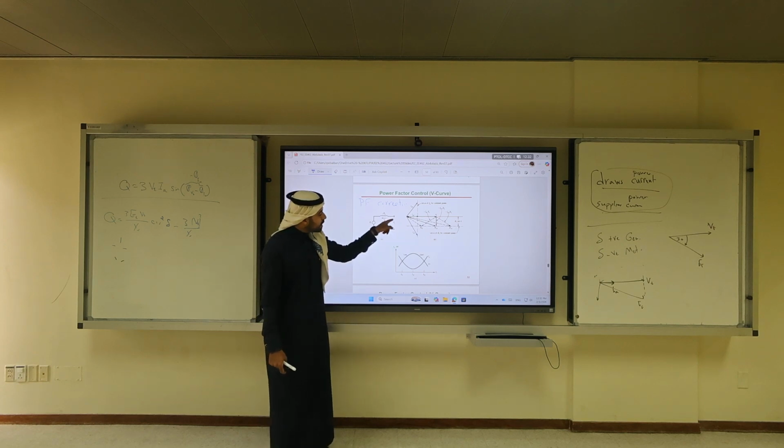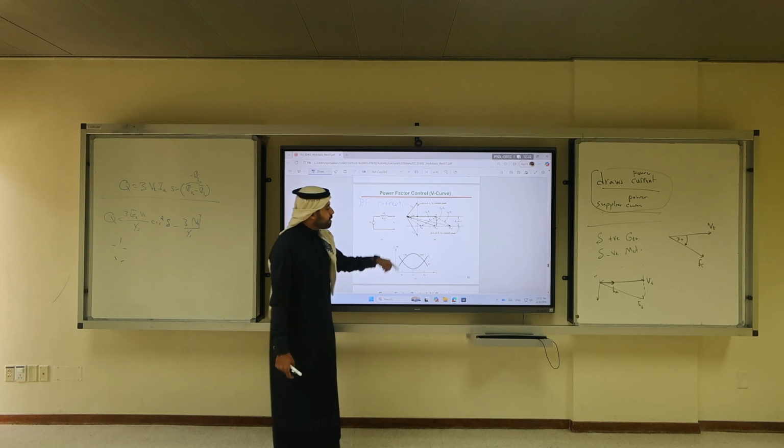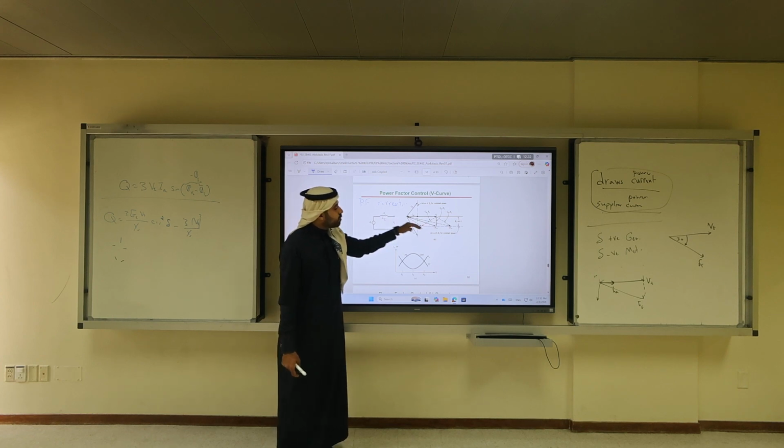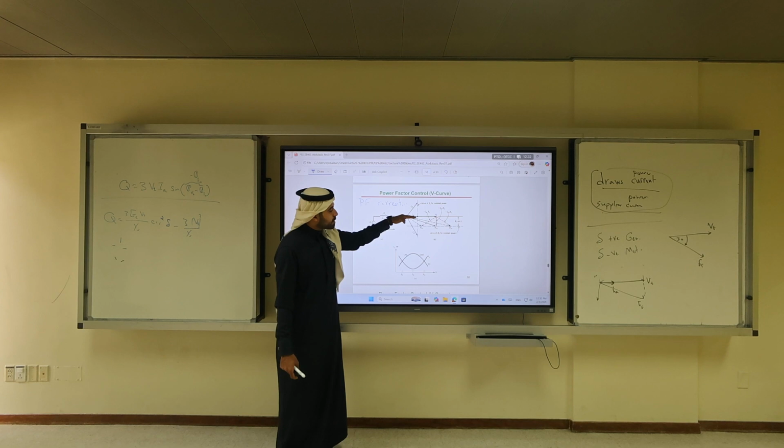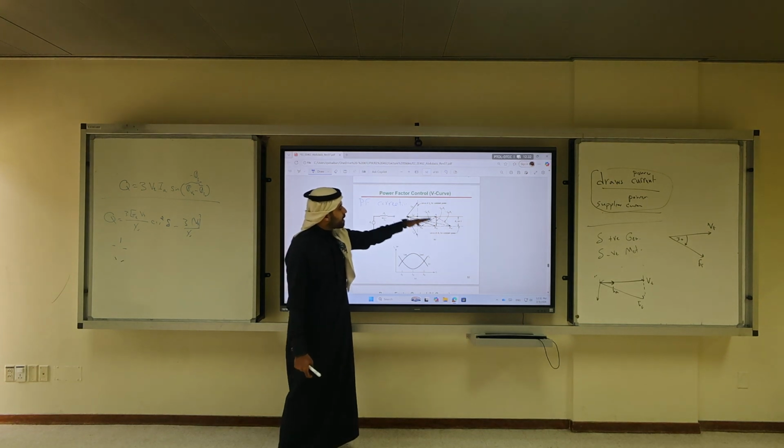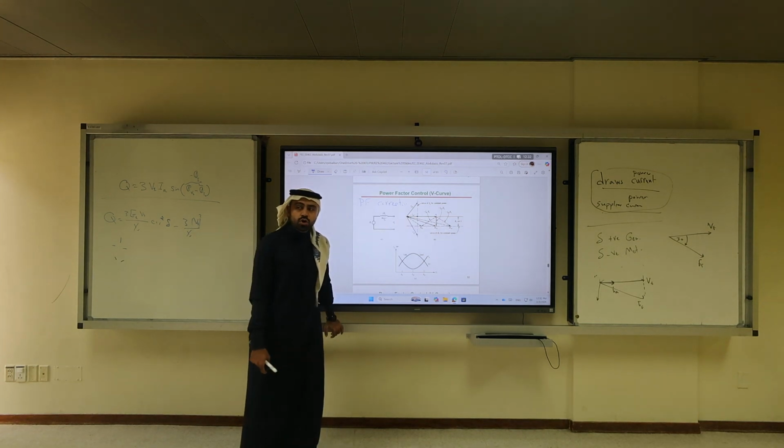I care about the relationship between VT and IA. Let me repeat one more time. For a lagging power factor, EF1 in magnitude is smaller. If I increase to EF2, I'm going to have a unity power factor. If I increase to EF3, I'm going to have a leading power factor, which is overexcited.